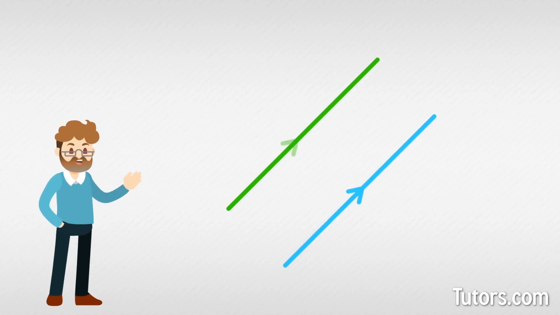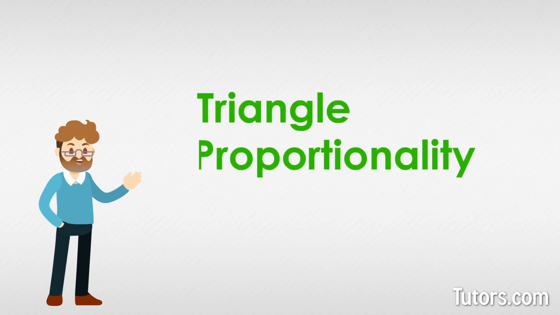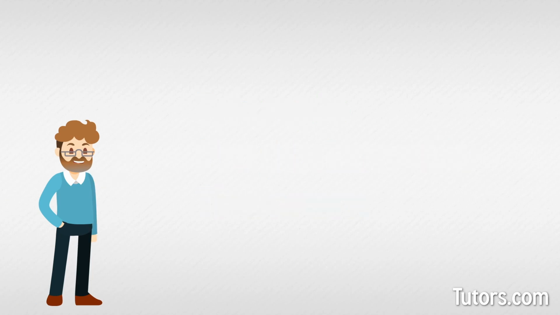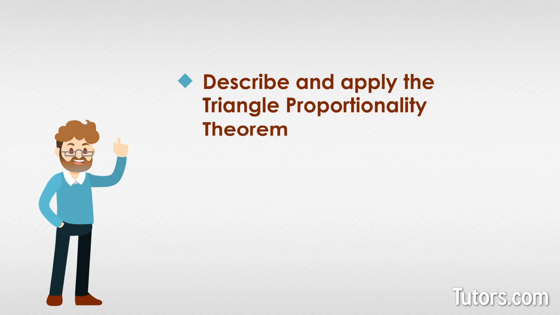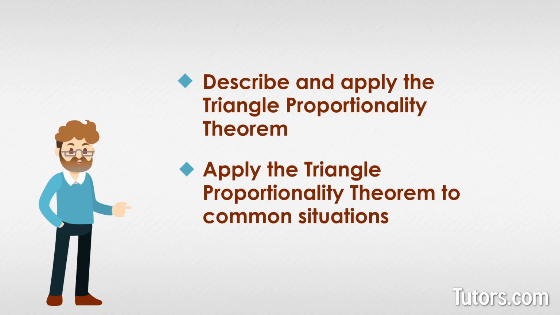Parallel lines may seem boring, but they have their uses. One of their uses appears in the Triangle Proportionality Theorem, which uses a line constructed parallel to one side of a triangle to establish proportions for the other two sides. This video lesson will teach you to describe and apply the Triangle Proportionality Theorem to common situations encountered in daily life.